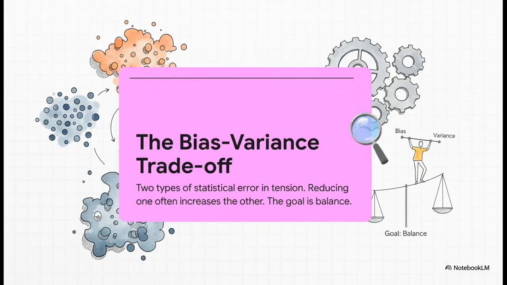So in machine learning, there is this constant balancing act called the bias-variance trade-off. Imagine a seesaw. On one side is bias, on the other is variance. There are 2 different kinds of errors a model can make. And a tricky part is, when you push one side down, the other side almost always goes up. The whole game for developers is finding that sweet spot, that perfect balance, so the model actually works well on new data it's never seen before.